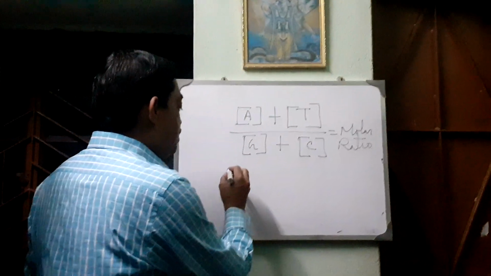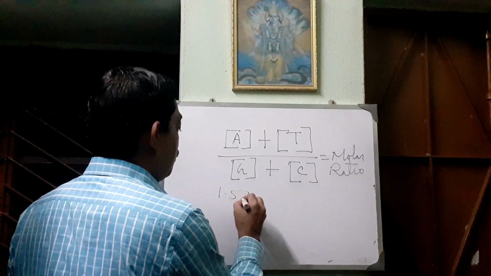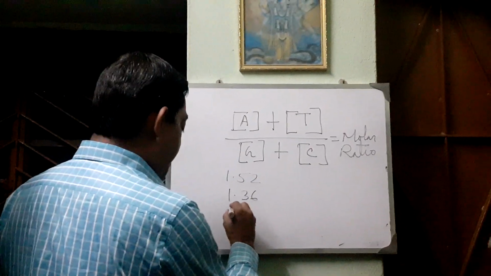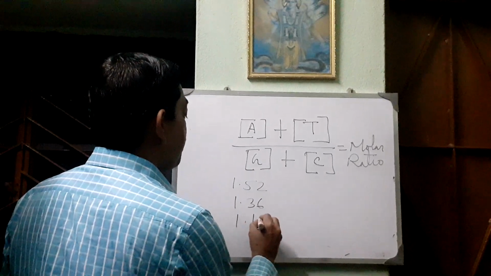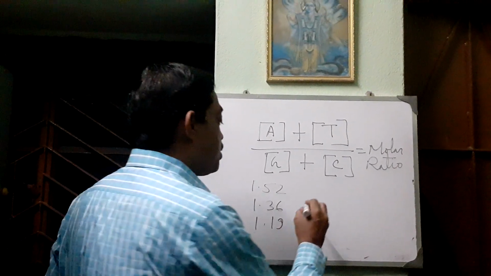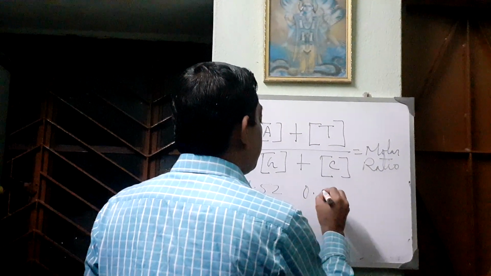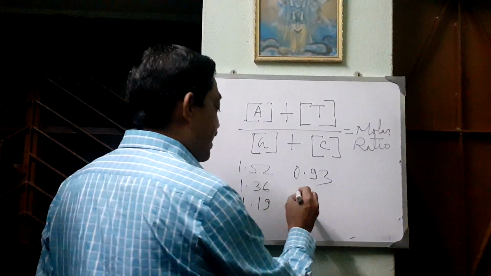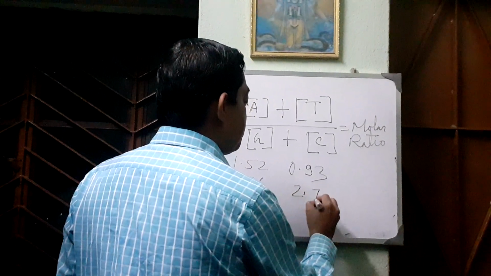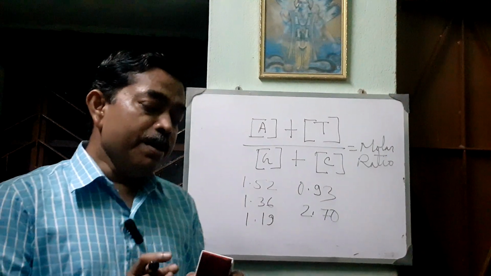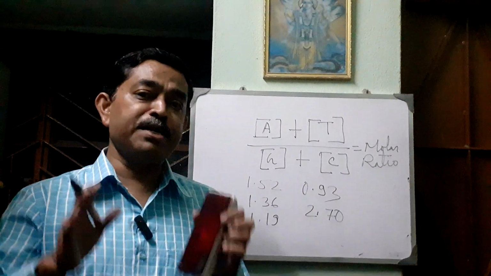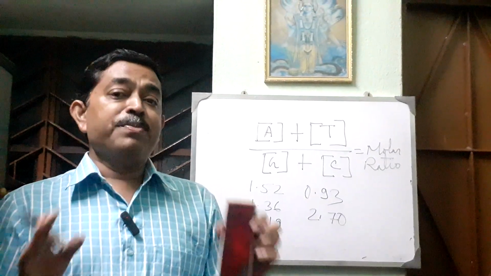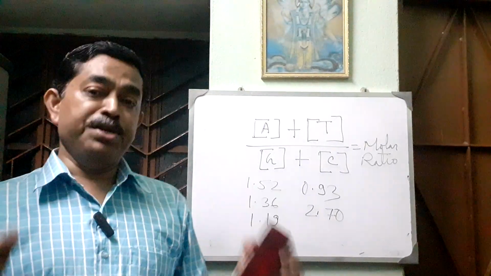In human beings, this molar ratio is 1.52. For sheep, it is 1.36. For wheat germ, it is 1.19. For the microorganism Escherichia coli, it is 0.93. For Clostridium perfringens, an anaerobic bacterium, the molar ratio is 2.70. So for every microorganism and every species, this molar ratio is constant. It is not affected by age, growth or environmental conditions.